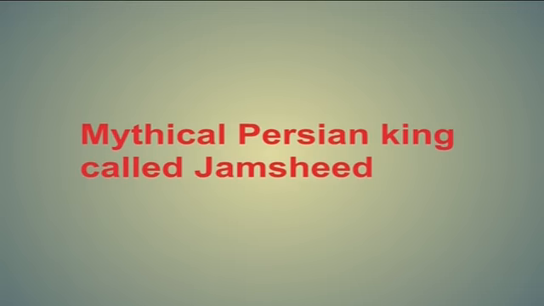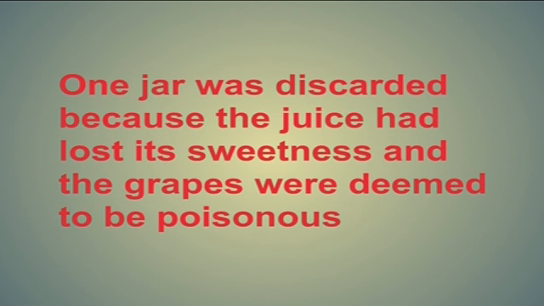Stories abound about how wine was first discovered, and one of the more delightful tells of a mythical Persian king called Jamshid. At his court, grapes were kept in jars for eating out of season. One jar was discarded because the juice had lost its sweetness and the grapes were deemed to be poisonous.